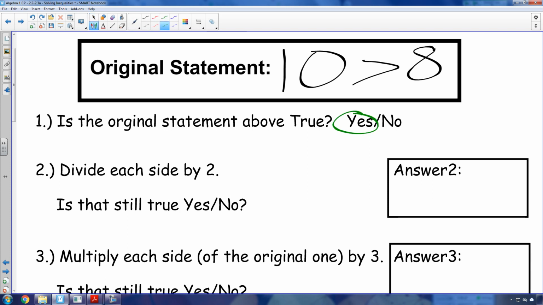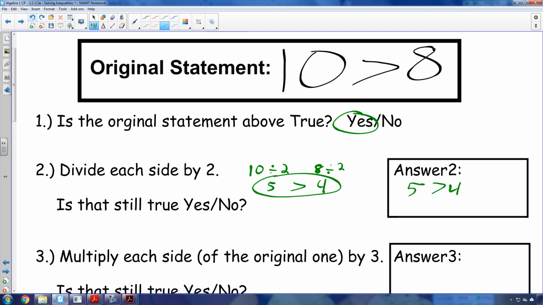So what I want you to do now is divide each side by 2. So if you divide each side by 2, you get 10 divided by 2, which is 5, is greater than, and you get 8 divided by 2, which is 4. 5 is greater than 4. So that's 5 is greater than 4 goes here, answer number 2. Is that still true? Yes.